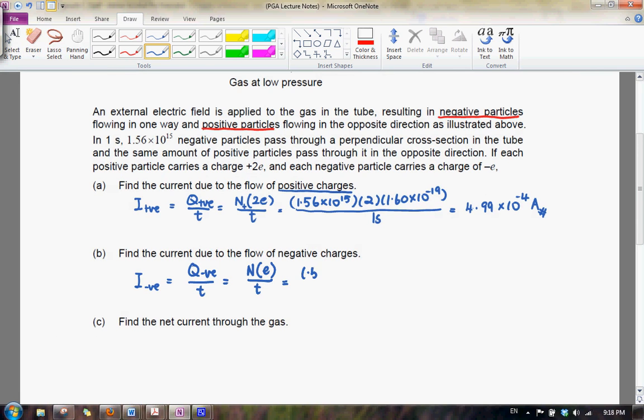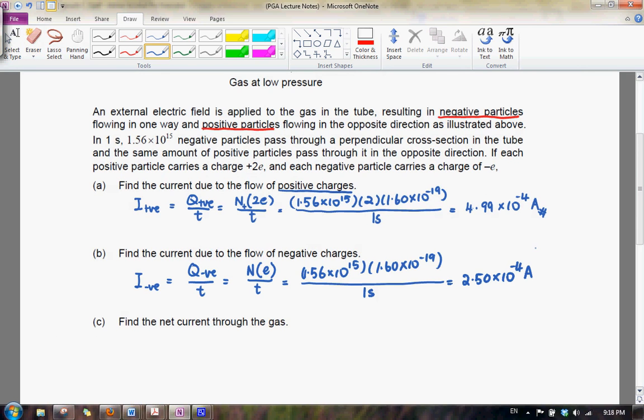So that will work out to be 1.56 times 10 to the power of 15 times 1.60 times 10 to the power of minus 19, and the time we are considering over which the charge flows through is actually 1 second. And so that is 2.50 times 10 to the power of minus 4 ampere.